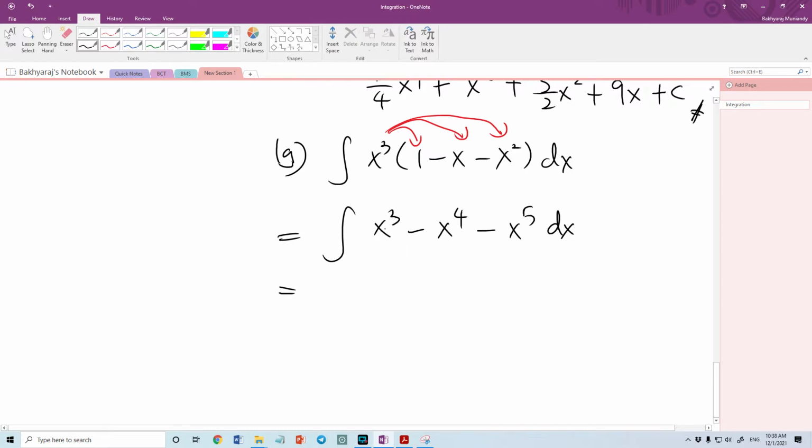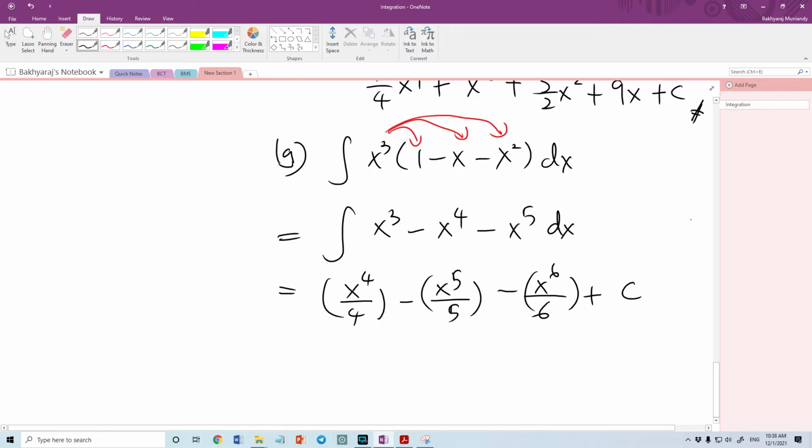You add the power and divide by the same power. So you get x to the power of 4, because 3 plus 1 is 4, over 4, minus, here plus 1 you get 5, over 5, minus, and 5 plus 1 is 6, so x to the power of 6 over 6 plus c. And for the last answer, again remember, constant always keep in front.